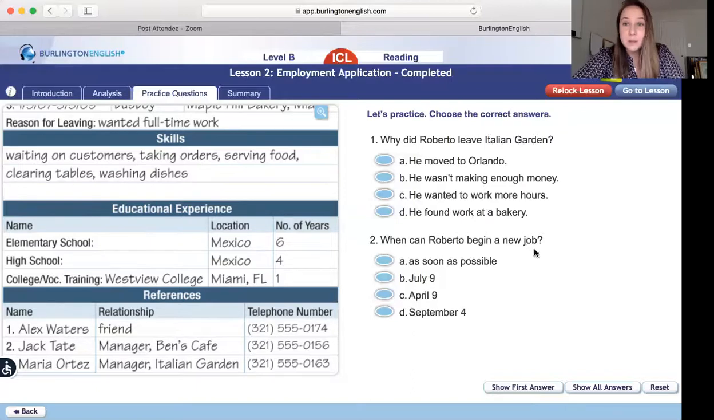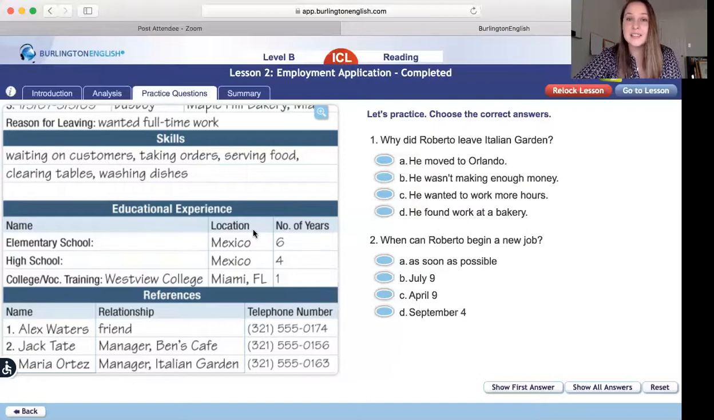Then the same thing with number 2. We read the question, when can Roberto begin a new job? A, as soon as possible. B, July 9th. C, April 9th. Or D, September 4th. So we know what information we're looking for, and we have an idea of what kind of information we should find. Now we go to the text.